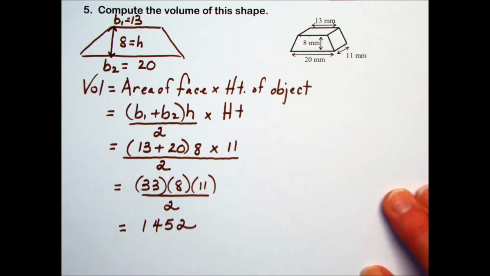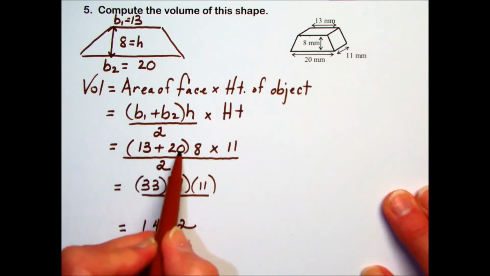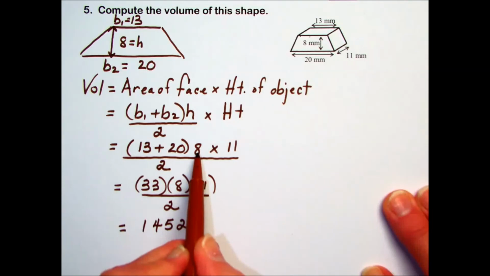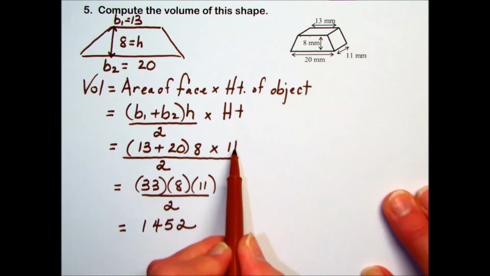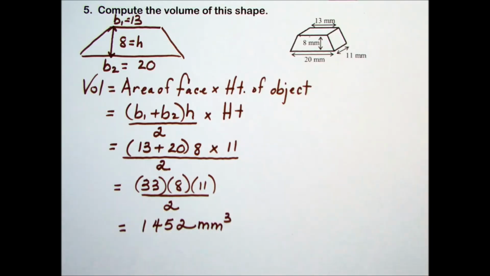1,452. And unit analysis here, we would have had millimeters plus millimeters, would still leave us at millimeters, but timesing it by the distance between the two parallel bases gives us another millimeter, and the thickness would give us the third millimeter. So we end up with millimeters cubed, or written as millimeters to the third power.